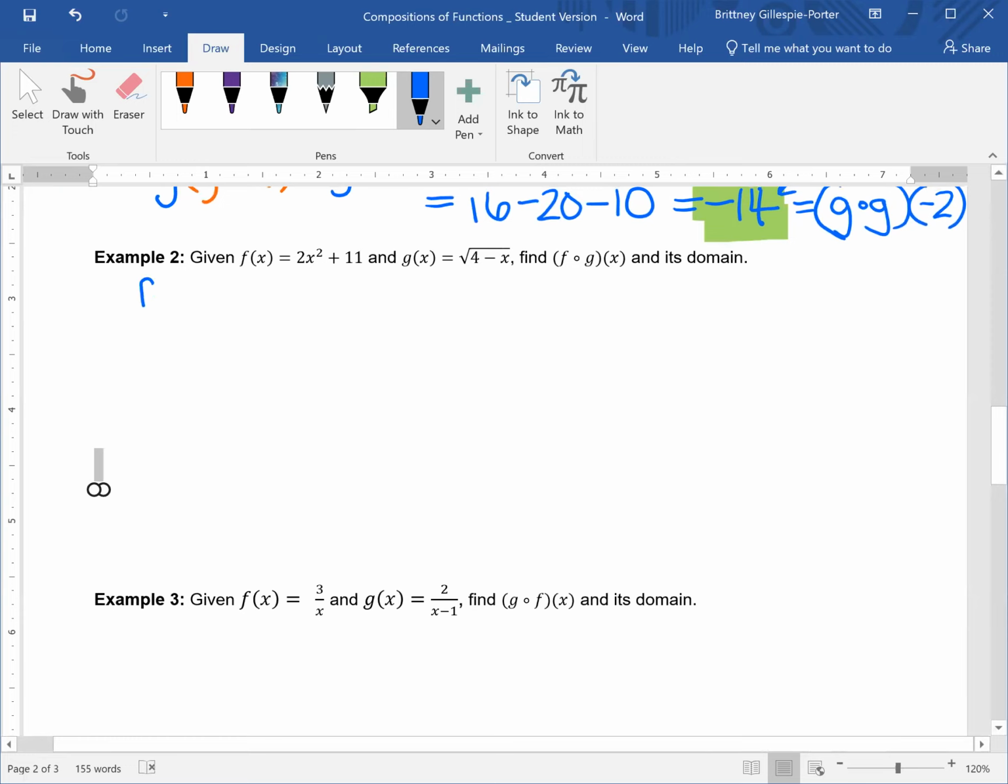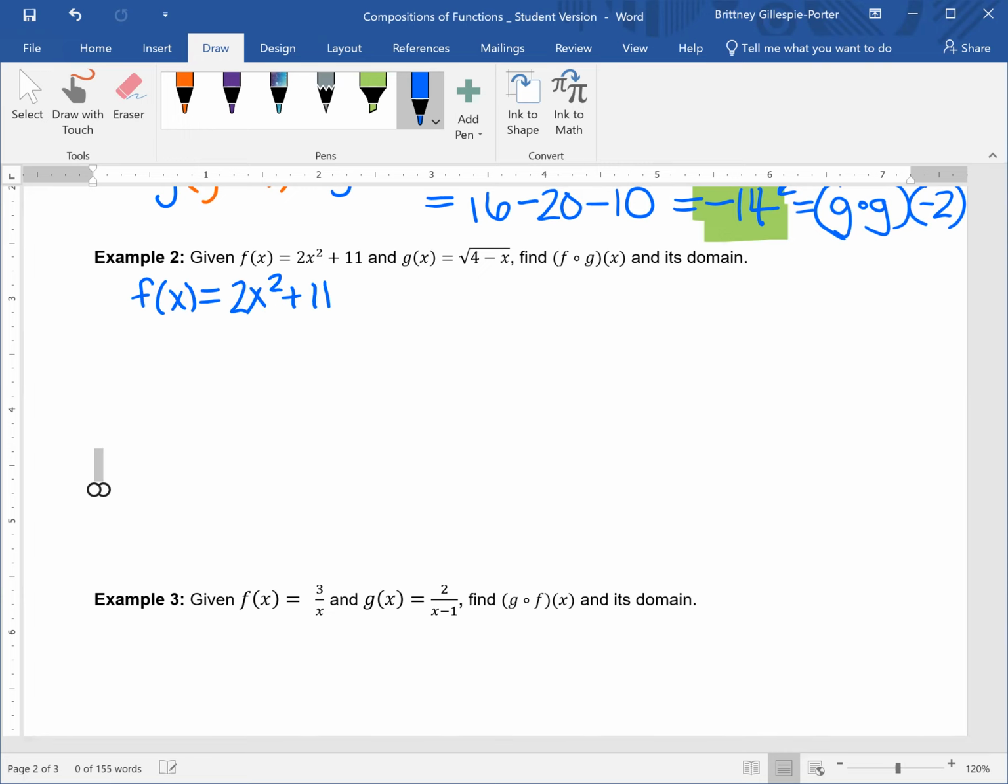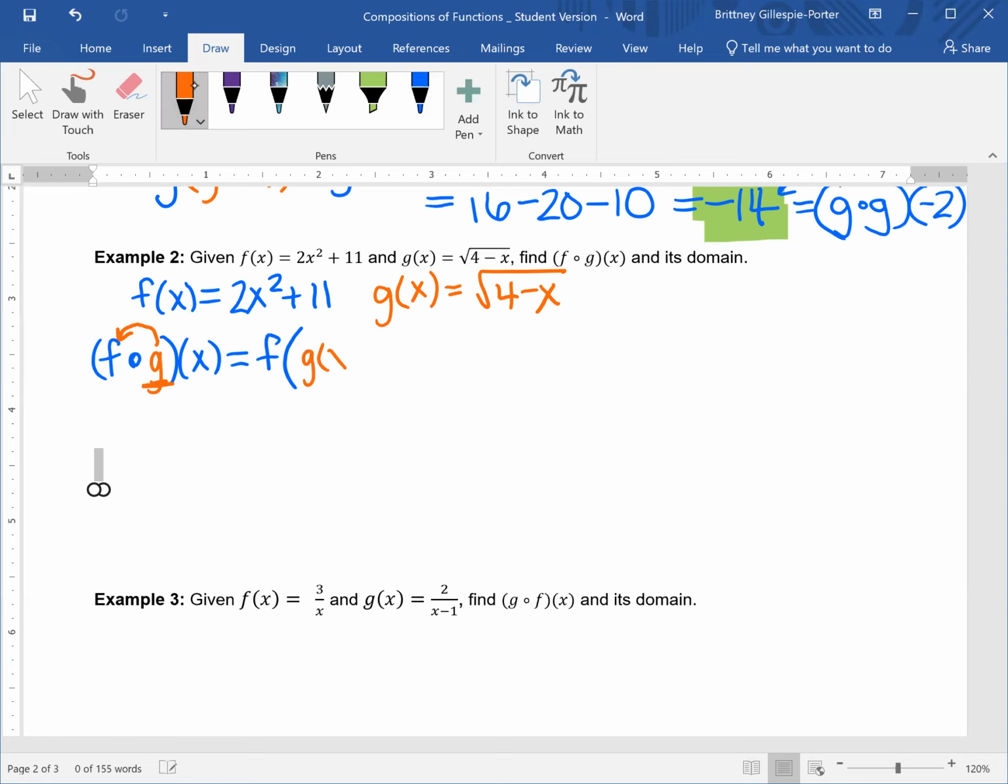So this time I'm going to make my f of x equal to 2x squared plus 11. I'm going to make that in blue. And I'll make my g of x equal to the square root of 4 minus x. I'll make that in orange. So when we are asked to find f composed with g of x, that means that I am going to take my g function and plug it into f. The other notation you may see is f of g of x.